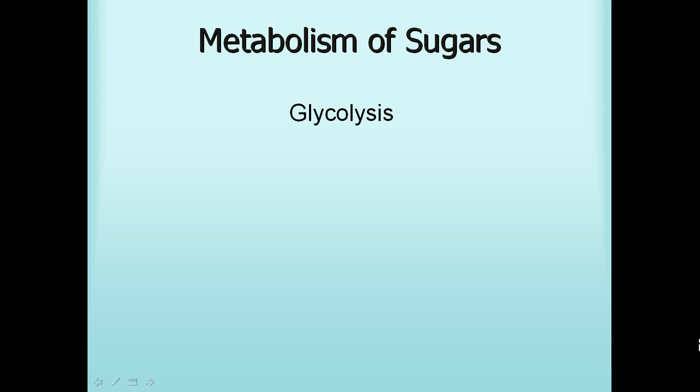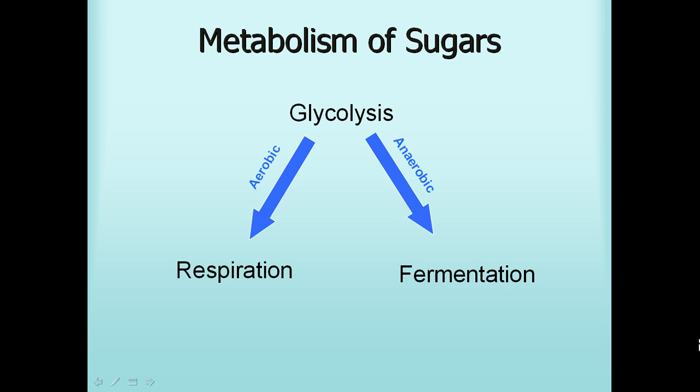Metabolism of sugar starts off with glycolysis, which does not require oxygen in order for it to function properly. After glycolysis, the output will either go through respiration, which is an aerobic process, meaning it needs oxygen in order to function, or it will go through fermentation, which is an anaerobic process, meaning there is no oxygen available.